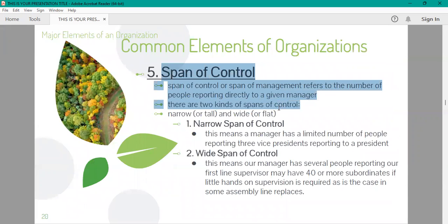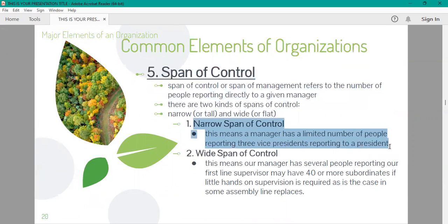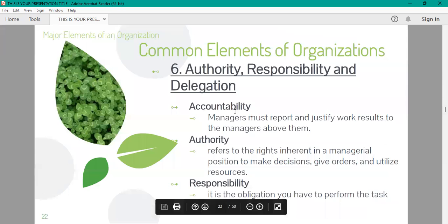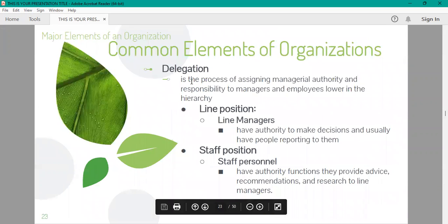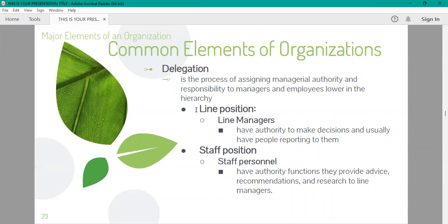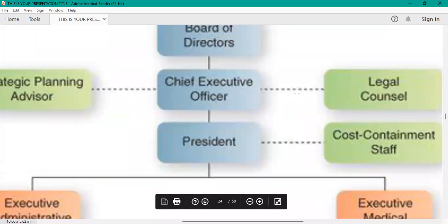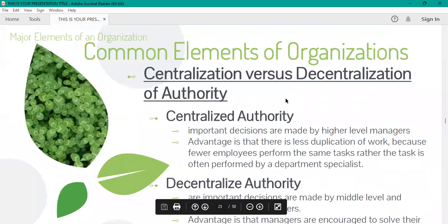So we have span of control. So under you as a manager, unsa kadako ang imong control. So whether it is narrow or wide based on the number of people that are reporting to you as a manager. Next would be authority, accountability and responsibility. As a manager, you should have these elements. Third, delegation. So you delegate your task based on the position they are in, whether line position, mostly managers, and staff position. So mabalaan na nimo kay ang line managers kaning solid line here and kaning broken line is staff position. That's the organizational chart.